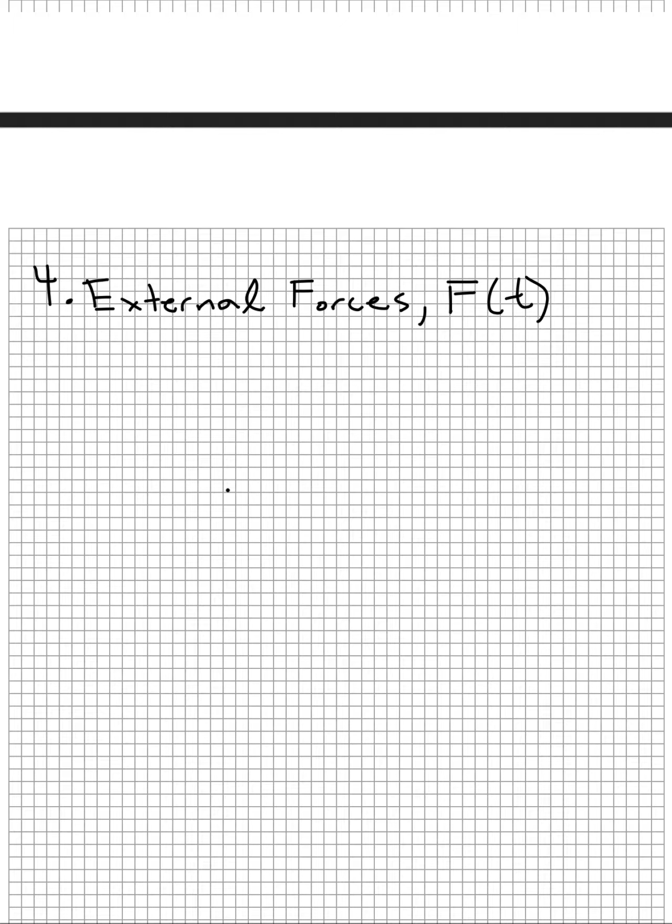Okay, so putting all of these together, this gives us the following for Newton's second law, which becomes mu double prime, which equals mg minus k times (L plus u), minus gamma u prime plus capital F of t. So you can see how all the forces come together in this expression.